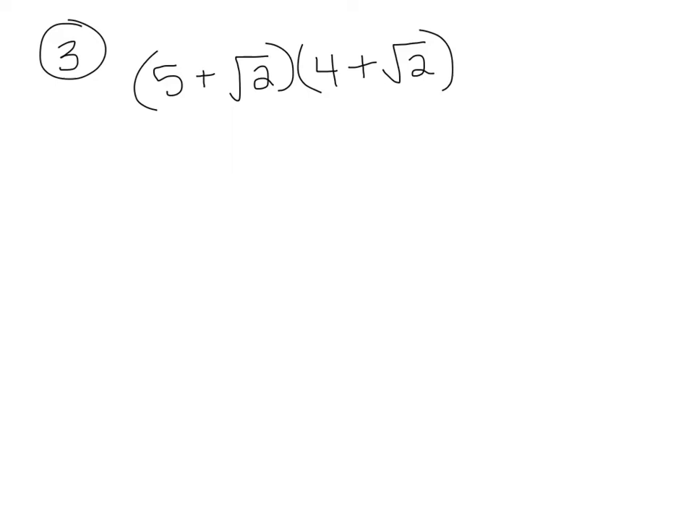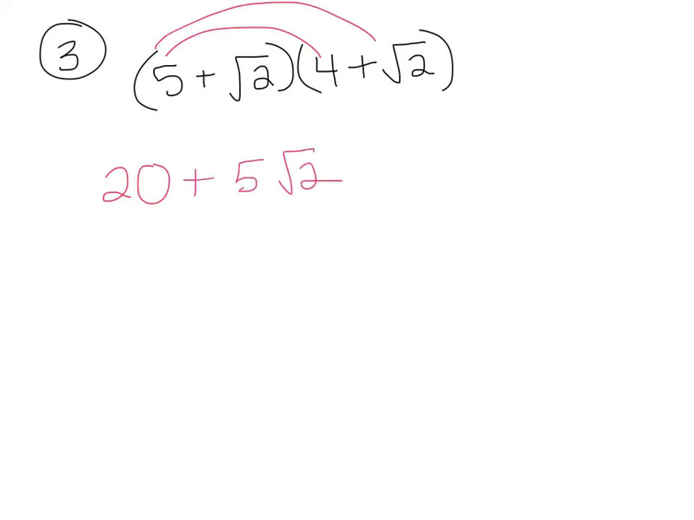Okay, let's look at another example of one of those. 5 times 4 is 20. 5 times square root of 2 gives you positive 5 square root of 2. Remember, we can't multiply the 5 and 2 together, because one is on the outside of a radical, one's on the inside.